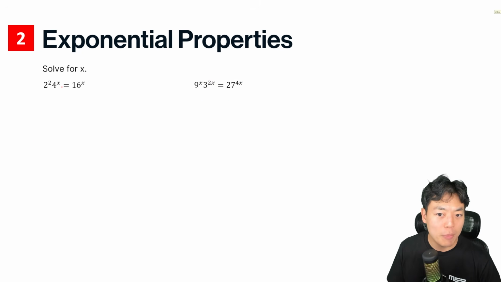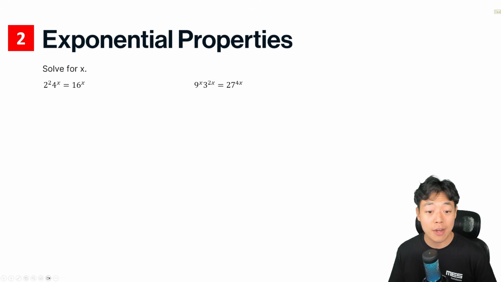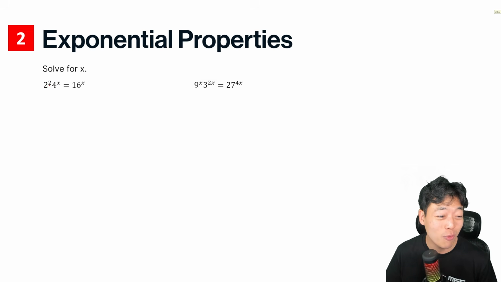Some more exponential properties here. We're looking for the same base. Whenever you see anything like this, for this first equation, you know that everything can be written as a base 2, or in this case, even base 4. That would actually be easier here, right? Do you notice that 2 squared is 4, and 16 is 4 squared?